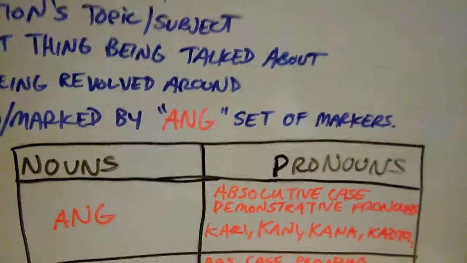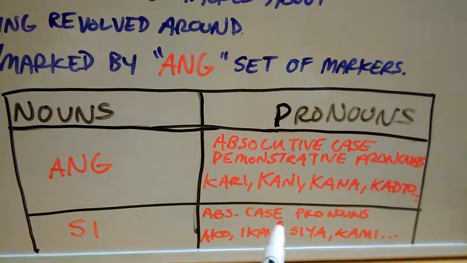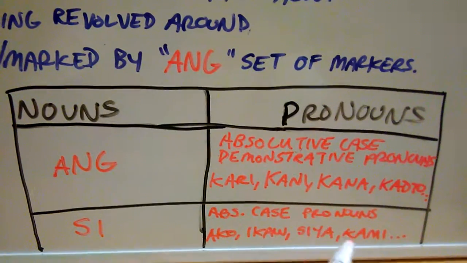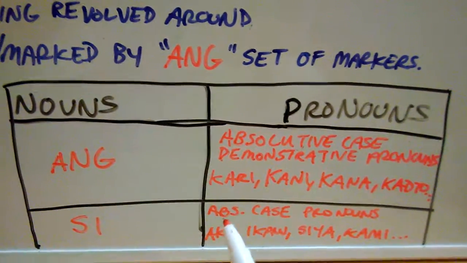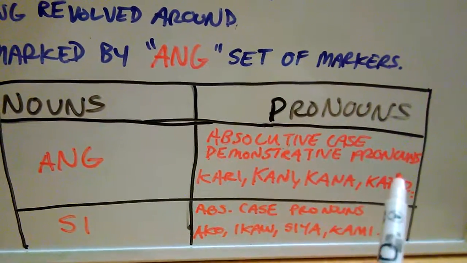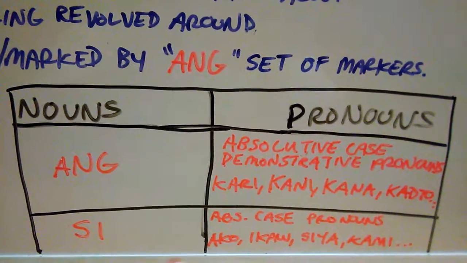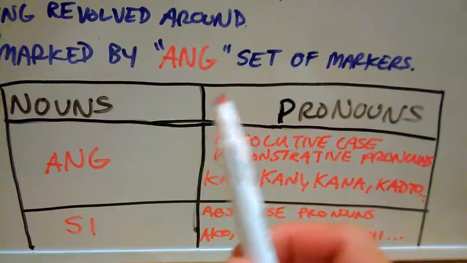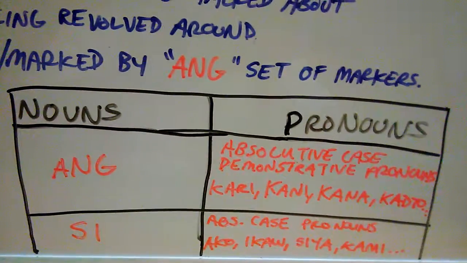And they're all part of the set of markers with ang, so they're all related. If I want to talk about somebody but I don't know their name, I'm going to use him, her, or it. I'll have to use siya. Again, using the absolutive case pronouns, if you remember those, and the absolutive case demonstrative pronouns, remember those. Why? Because all of these mark what your focus will be. These are called the ang set of markers because they mark your focus.